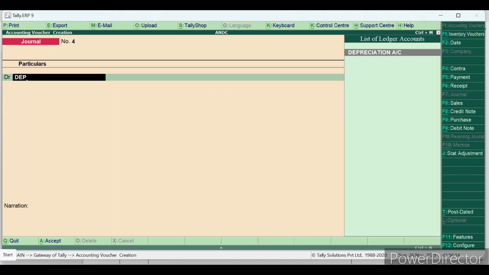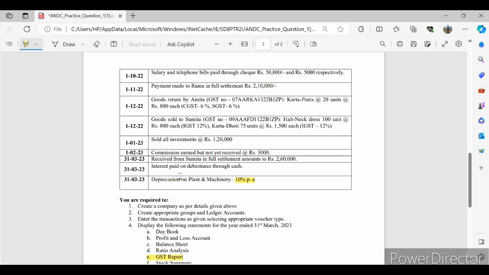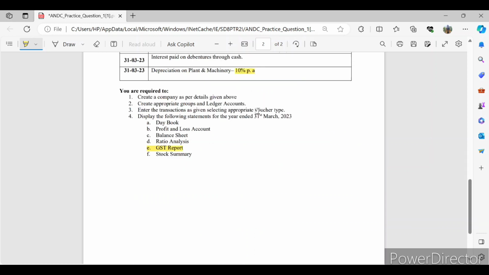Depreciation 10%. So the value of plant is 5 lakh, 10%, so the depreciation will be 50,000. Okay. We have made all the entries. Simply check the account. Let's see what we have to do in this question, whether we have done it or not. We have created the company, created appropriate accounts, we have done all the things, entered the transactions in voucher type.